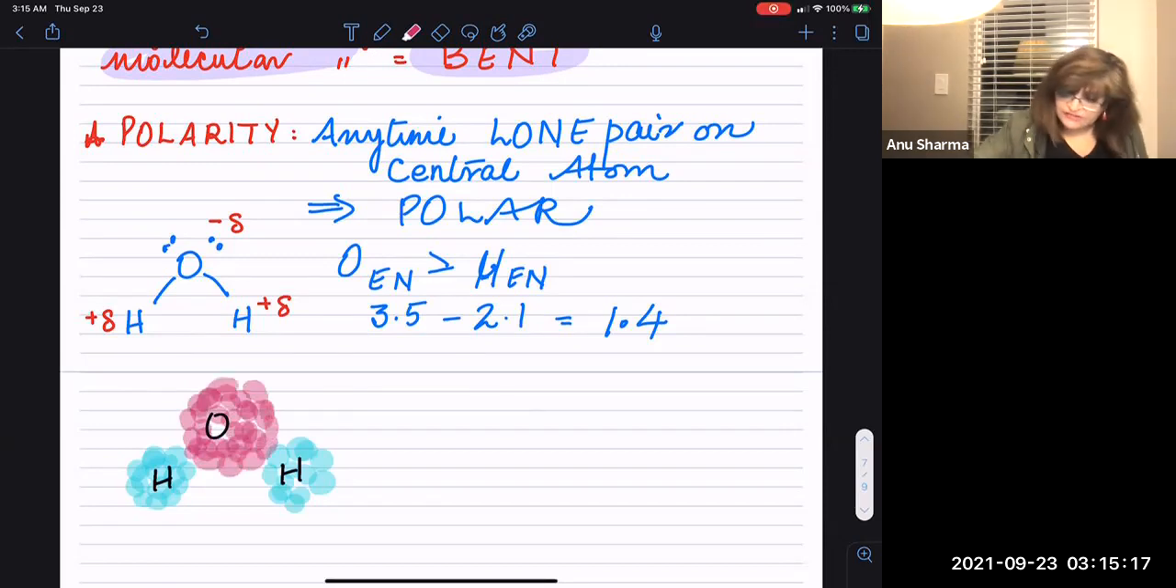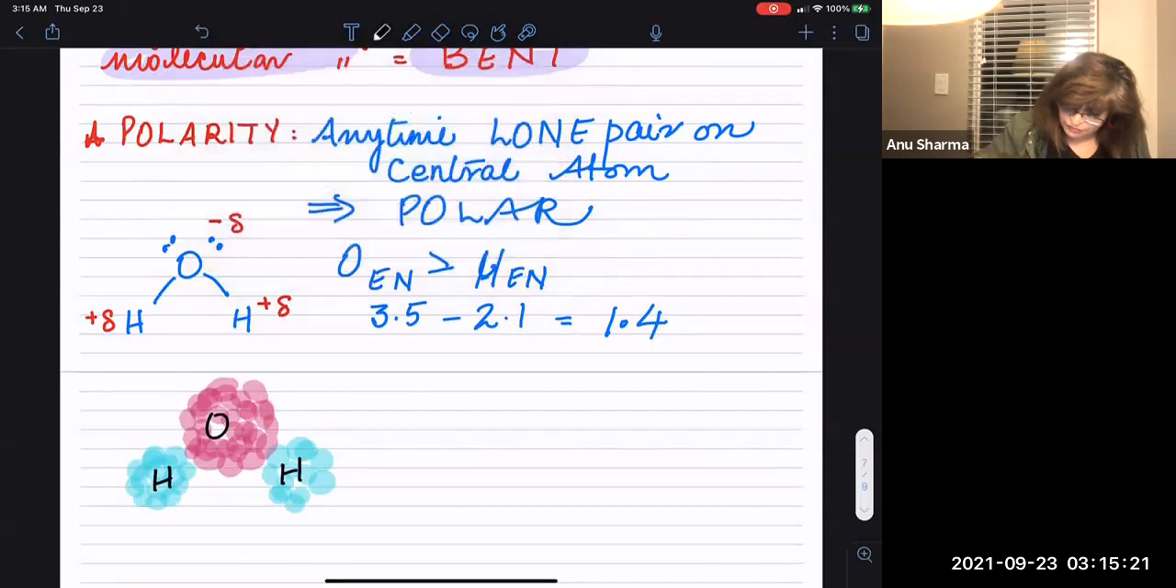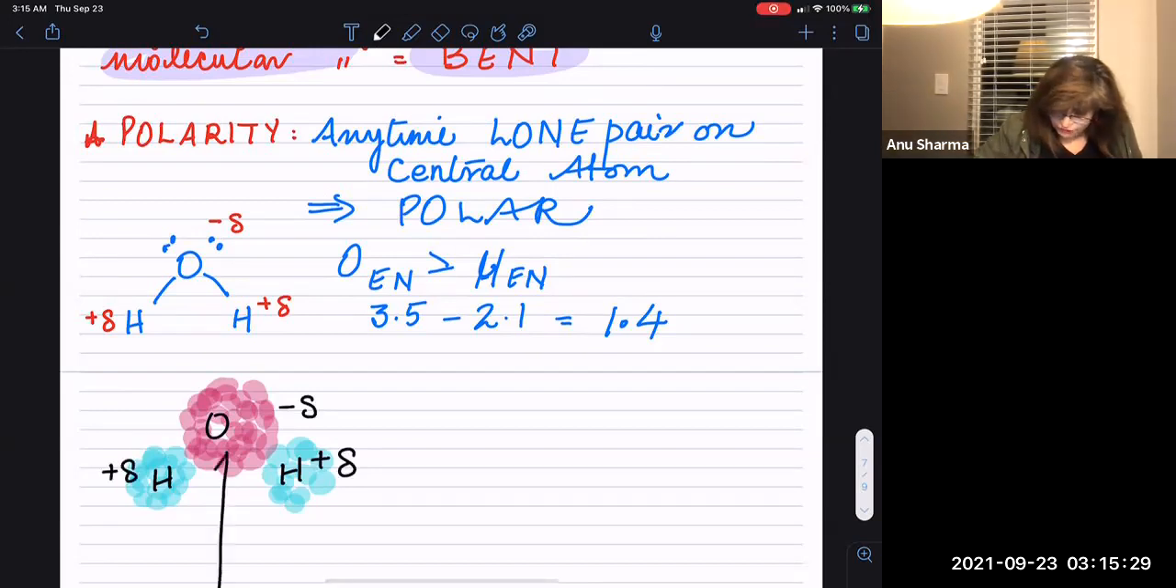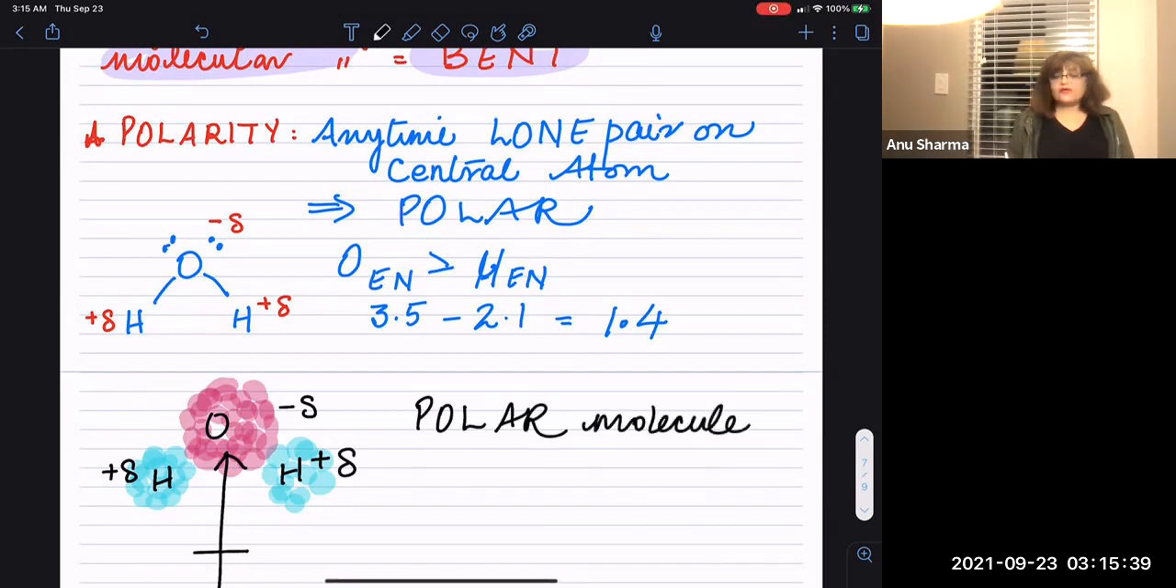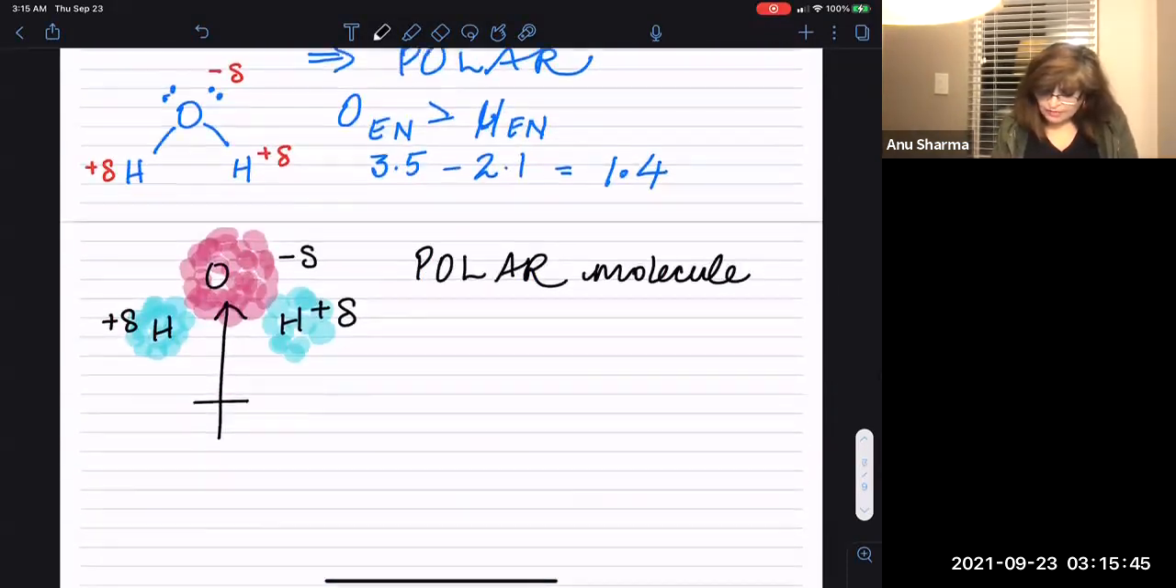Okay, so as a result, we will have electrons spending more time towards oxygen, delta negative, hydrogen, delta positive, hydrogen, delta positive. So where is the overall polarity? Just for the sake of symmetry, it's towards oxygen. So this is a very polar molecule. Okay, so that was a third example. Let's look at the fourth example.